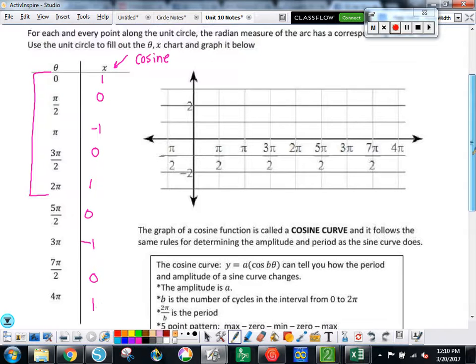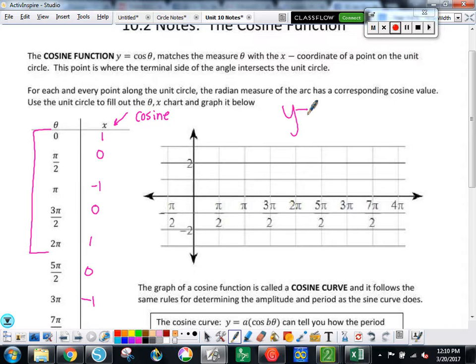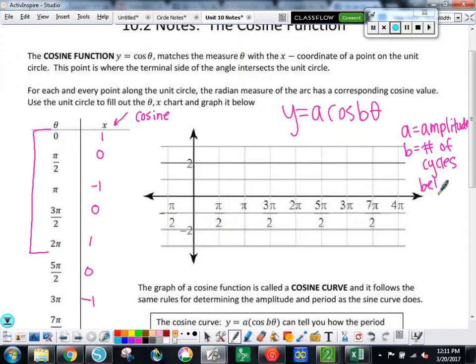As a way of review, y equals a cosine b theta. What does the a stand for? It's the same as the sine. A is the amplitude. It is how high and how low the function goes. It is the stretch. B is the number of cycles between 0 and 2 pi.